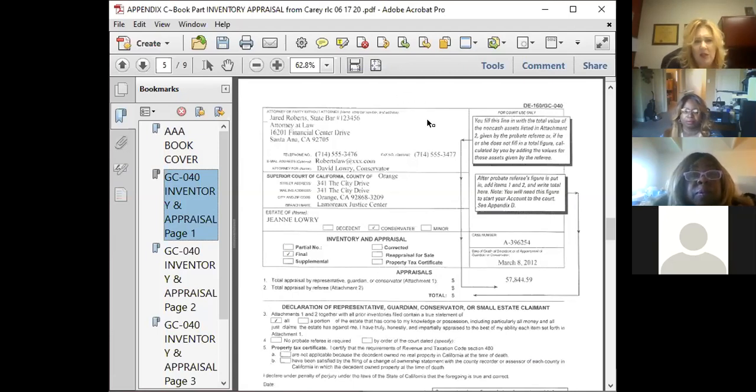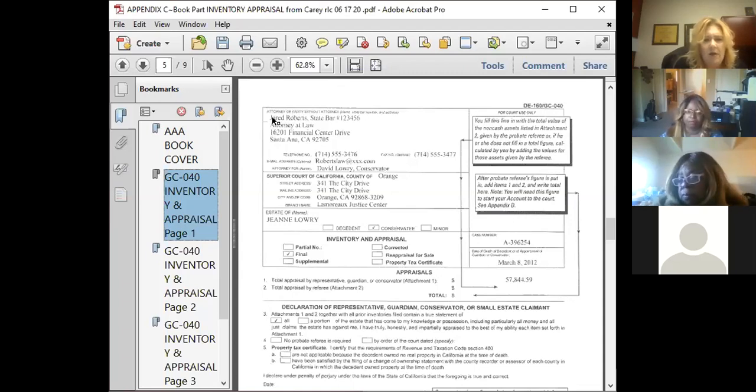So I'm going to start off with how to complete the form. The form you will see when you get it will be completely blank. So again, the names that are in here are just for reference. At the very top, where it says attorney or party without attorney, right now it shows an attorney as if he's filling it out. I'm going to tell you that it does not need to be completed by legal counsel and you can complete this on your own.